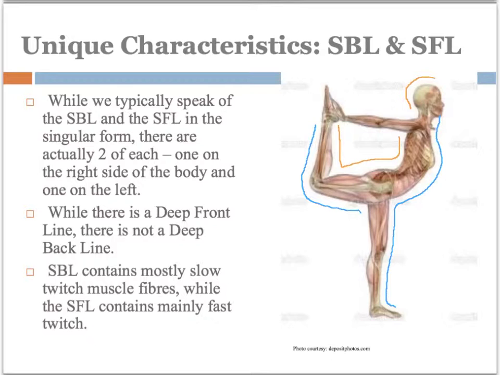What we've been talking about today in terms of these myofascial lines have been on the superficial level. It is important to note that there is a deep front line, while at the same time there is not a deep back line. As mentioned before, the superficial back line contains mostly slow twitch muscle fibers. That's due to the fact that these muscle fibers contribute in a manner that's very endurance-based to holding our upright posture. The superficial front line contains mainly fast twitch muscle fibers, and that's due to the necessity at times for them to contract forcefully.